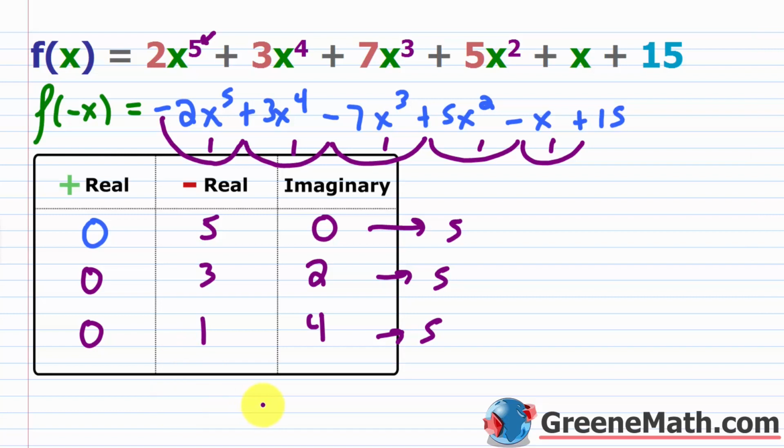So for this example, we have one scenario where you have 0 positive real solutions, 5 negative real solutions, and 0 imaginary solutions. Or you could have 0 positive real solutions, 3 negative real solutions, and 2 imaginary. And then lastly, you could have 0 positive real solutions, 1 negative real solution, and then 4 imaginary solutions.